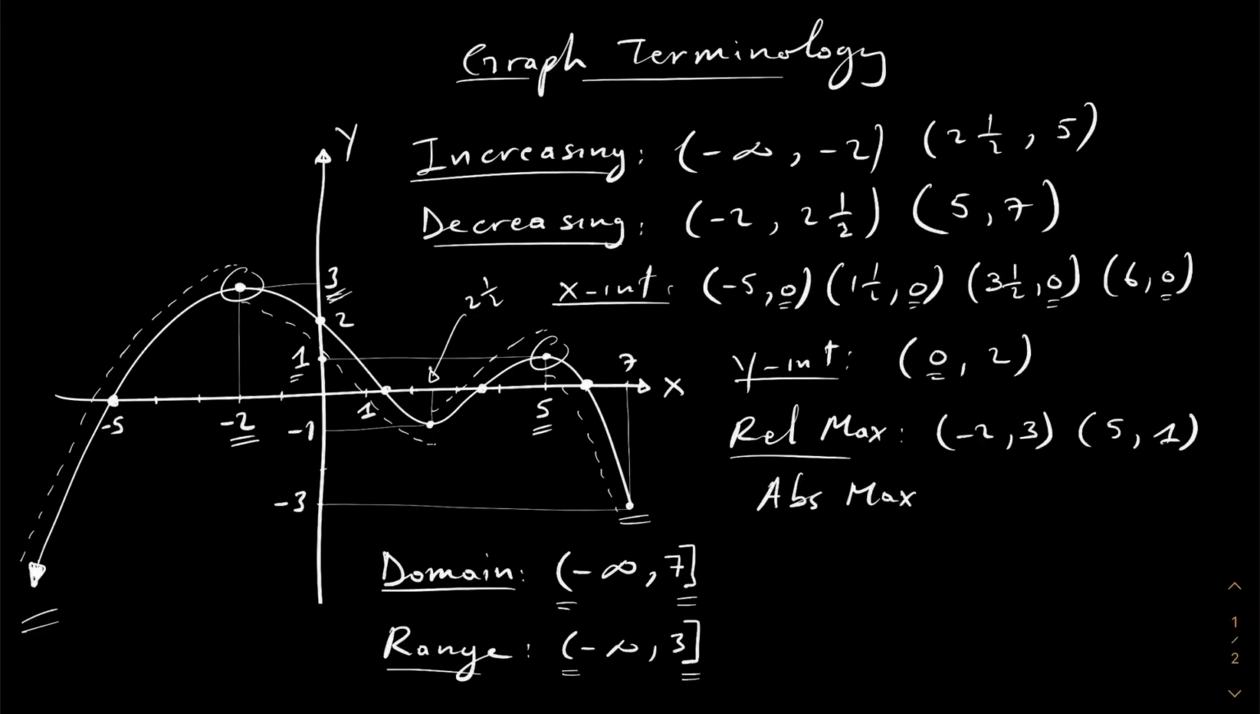Again, the word absolute and global here means the same thing. And so the global maximum here is going to be the highest point possible for our graph, the absolute highest point. And you can only have one absolute maximum. So in this case, our absolute maximum is 3, and it can be found at -2. So we're going to say that our absolute maximum point is -2, 3.